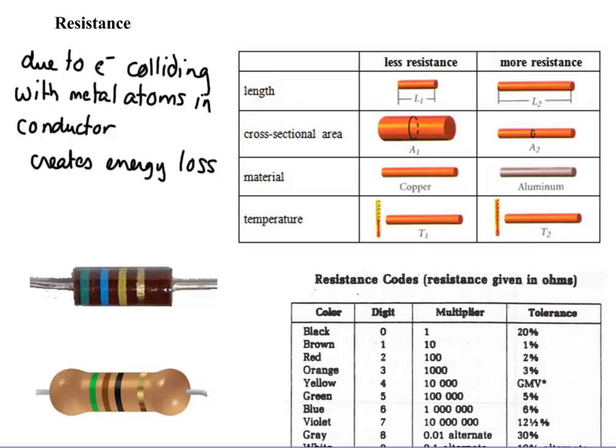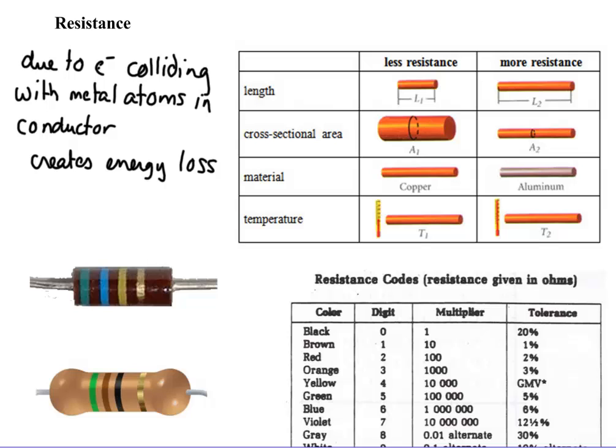Another thing that affects the resistance of a conductor is its temperature. The higher the temperature, the more resistance there is. We learned in the thermodynamics unit that kinetic energy of particles is tied to their temperature. So the higher the temperature, the more kinetic energy they have, which means those metal atoms are going to be jiggling around in space, so they're going to be larger targets for those electrons to run into as they're trying to get from one end of the wire to the other. So the cooler the wire, the less resistance it has.